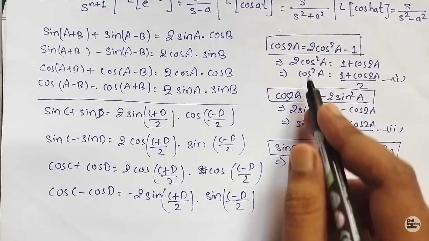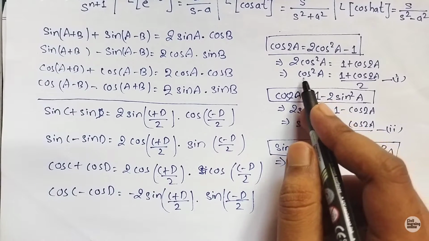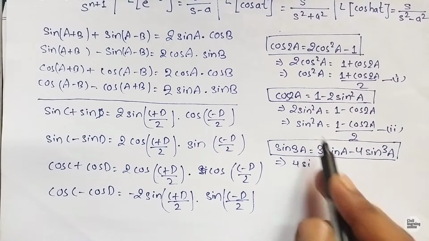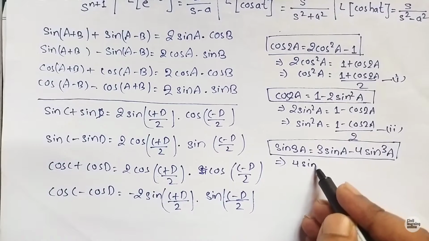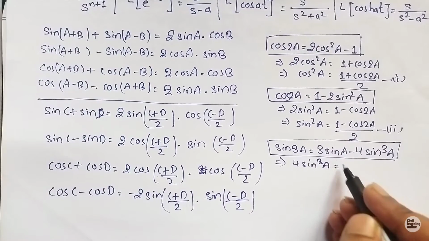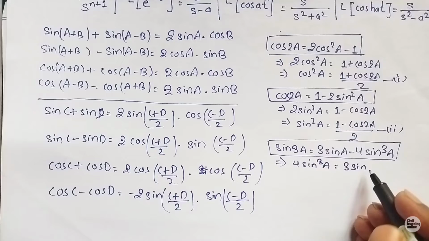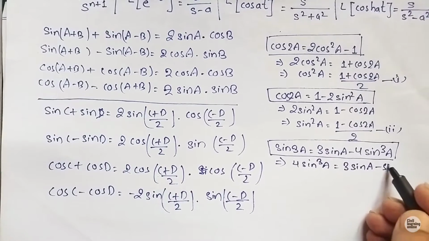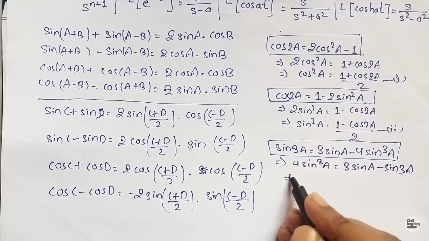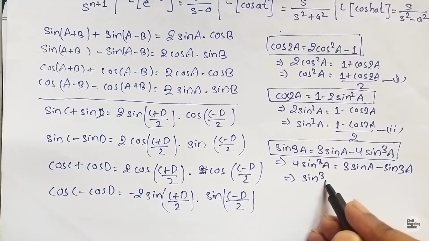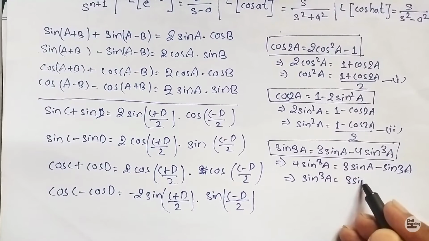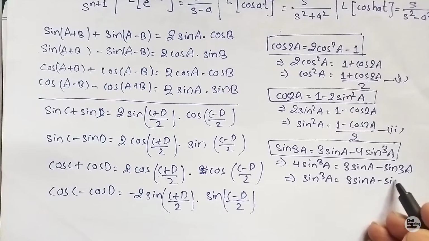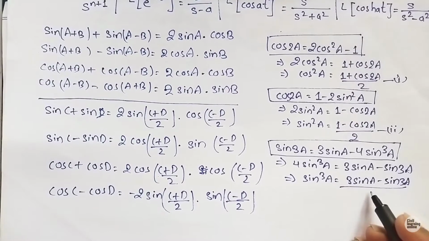then you will easily be able to derive whatever is required, whether it is for cos square a, sin square a, or sin cube a, by yourself. So remember this formula: 3 sin a minus sin 3a. From here we can derive sin cube a equals (3 sin a minus sin 3a) upon 4.